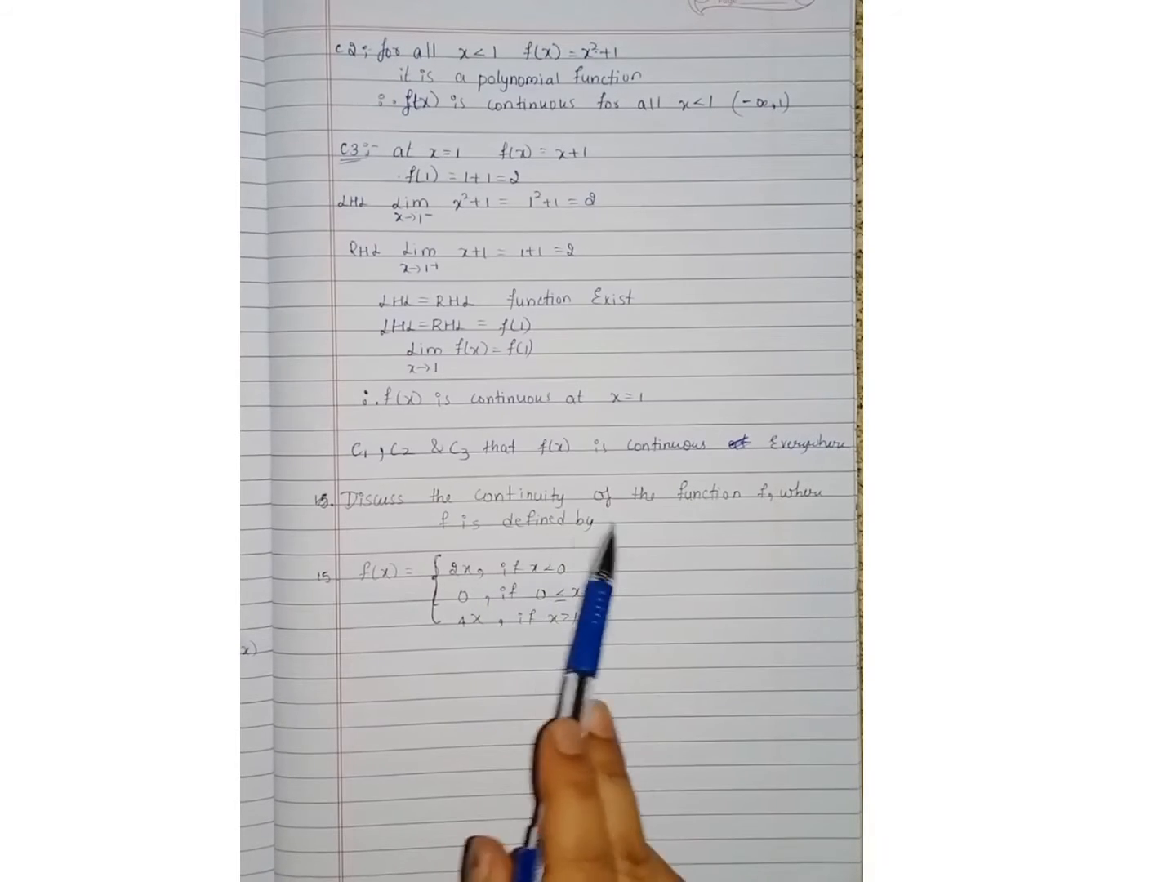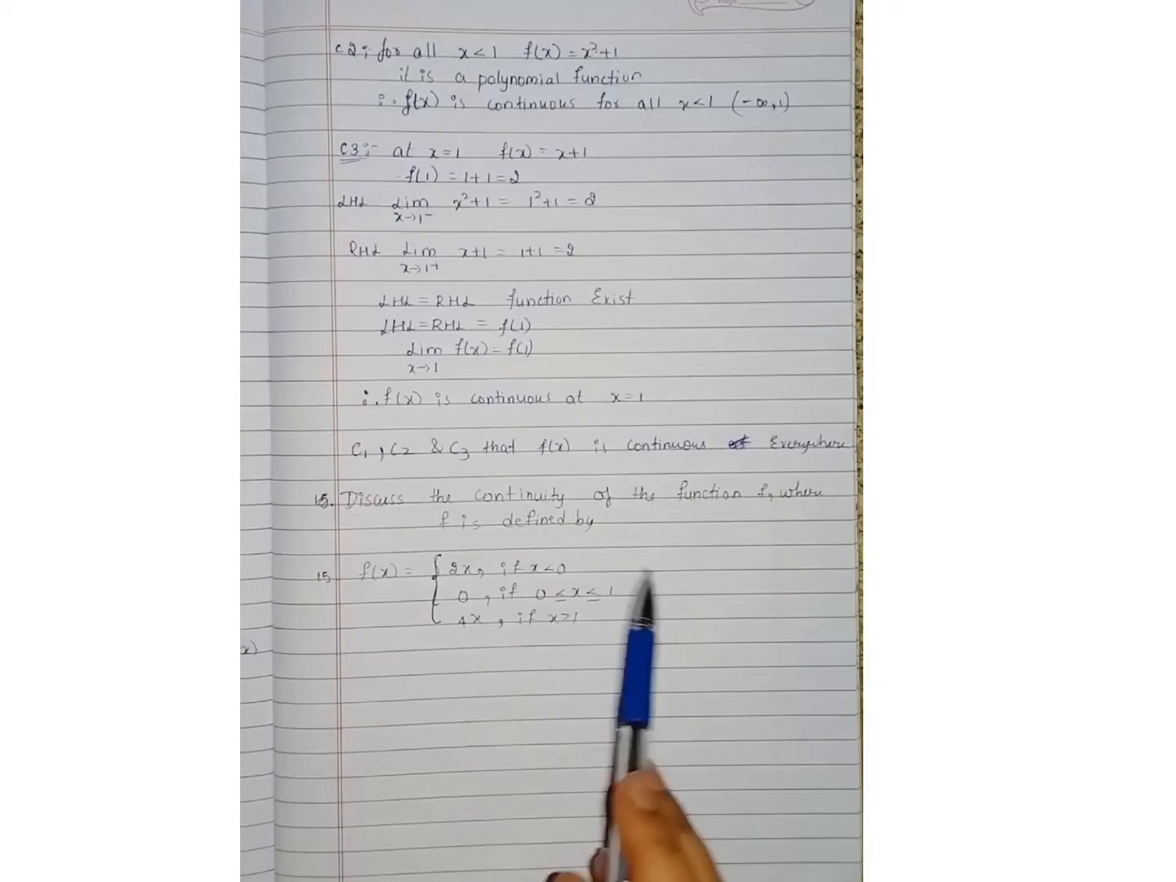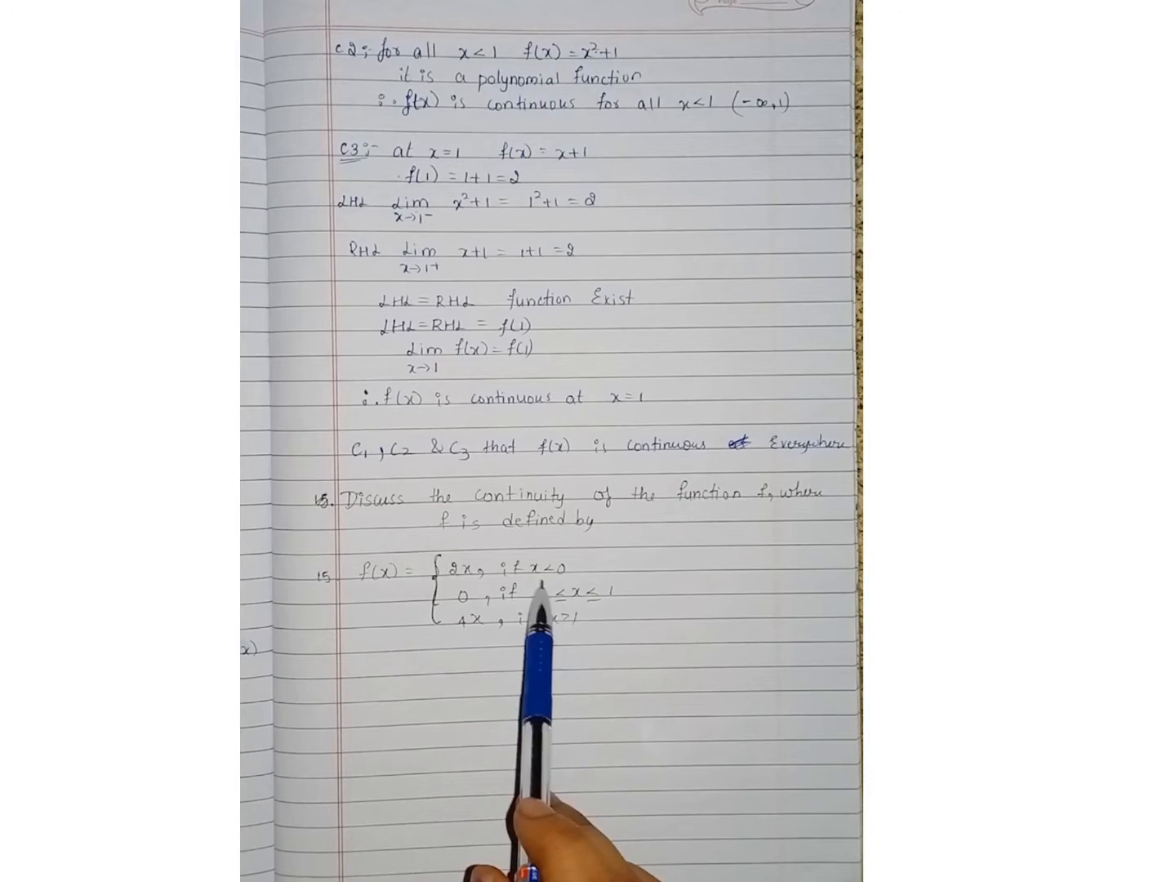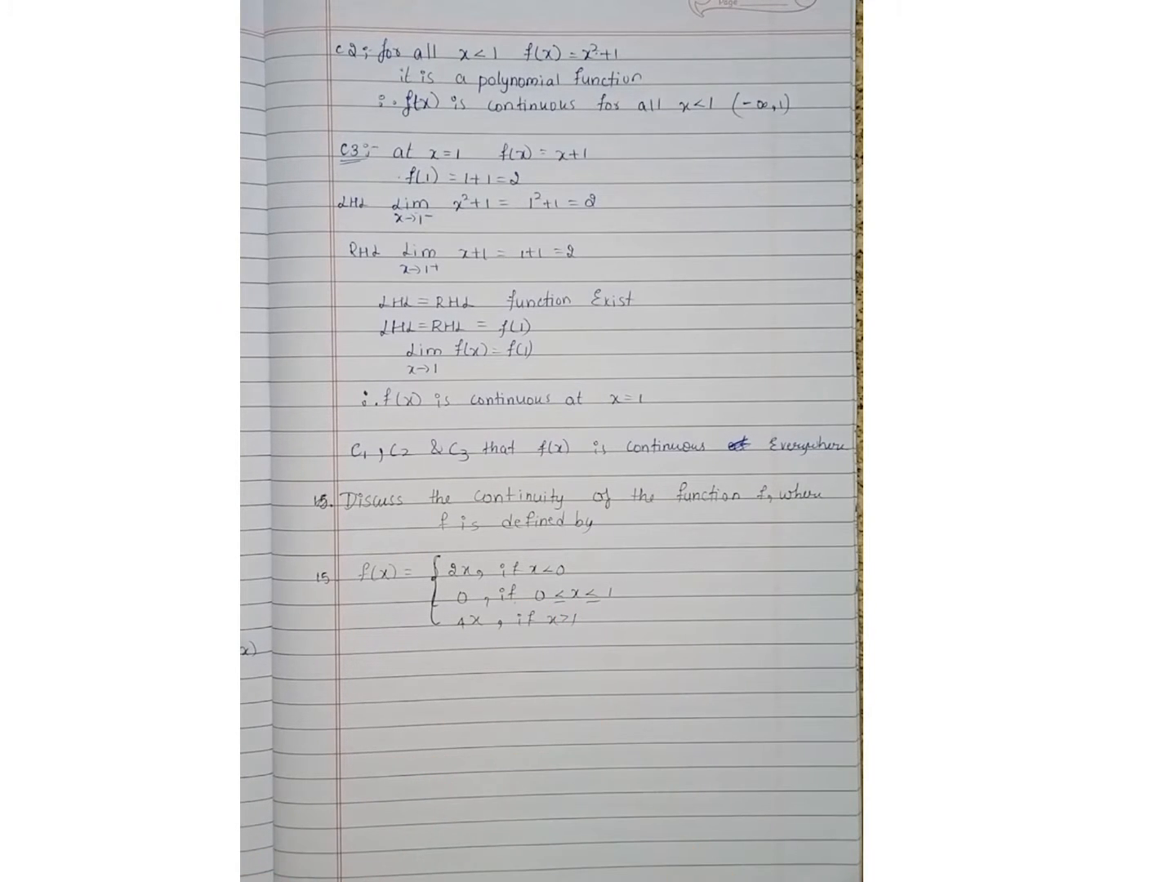So we have to discuss the continuity of the function, where the function is defined by f of x is equal to 2x if x is less than 0, 0 if 0 less than x less than 1, 4x if x is greater than 1. Till now we have discussed functions where a condition was given for less than a point, greater than that point, or equal to that point, but here we have 2 points. Okay, first let's see, here we need 5 cases.